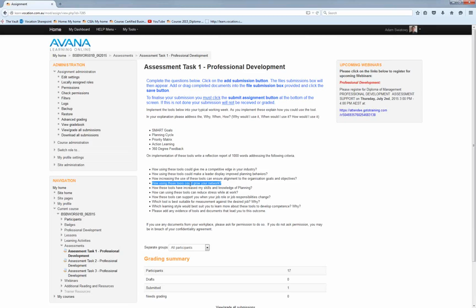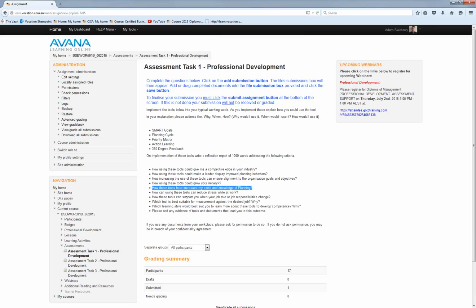Next one, how can using these tools help grow your network? So what is it about these tools? Now, not all of them might be appropriate for growing your network. Some of them might be more appropriate, or definitely some are more appropriate than others, so draw on those ones. And that's all you have to say is how they can assist you with growing your network.